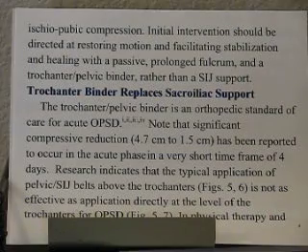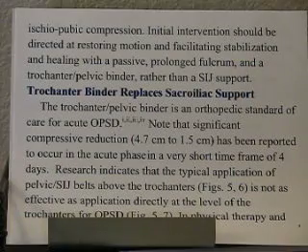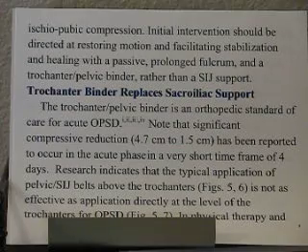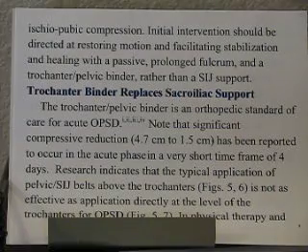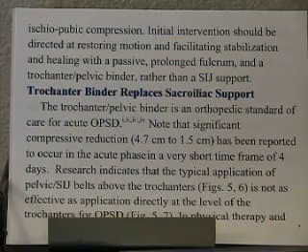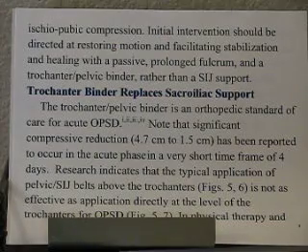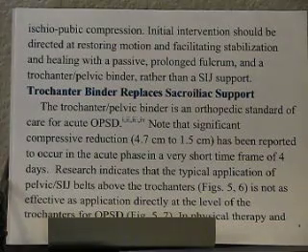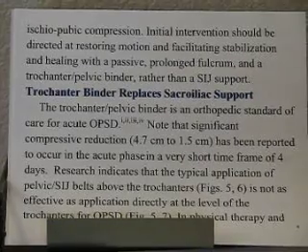The next section is trochanter binder replaces sacroiliac support. The trochanter or pelvic binder is an orthopedic standard of care for acute obstetric pubic symphyseal diastasis, and the same is true for traumatic pubic joint diastasis. Note that significant compressive reduction going from 4.7 to 1.5 centimeters has been reported in the acute phase in a very short time frame of 4 days.